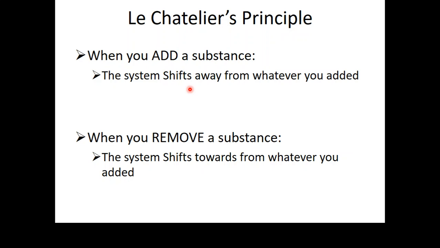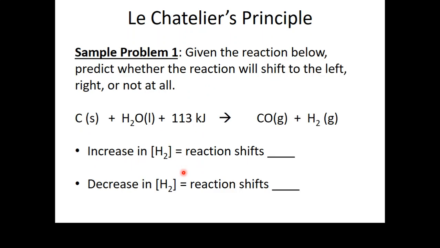When you add a substance, the system shifts away from whatever you added. So add away. The opposite is when you remove: the system will shift towards whatever you remove. If I'm adding something, I'm going to create more of whatever that is, and if I remove something, then I need to make up more of what I removed.